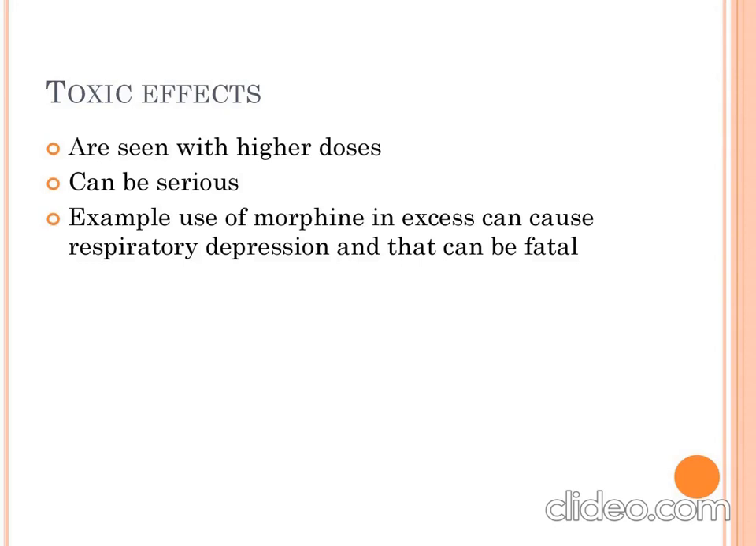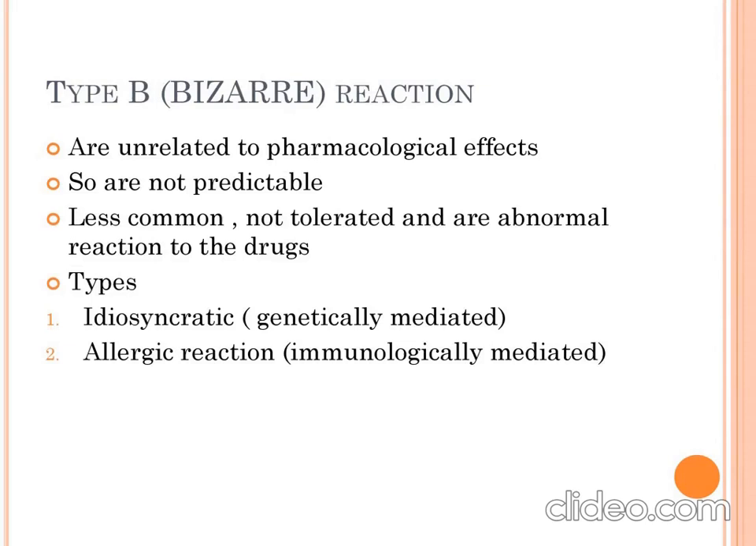Third, it is toxic effect. Toxic effects, as the word itself says, are seen at higher doses. This toxic effect can be serious. The name itself suggests toxic can be serious. For example, use of morphine in excess causes respiratory depression, and this respiratory depression due to respiratory failure can be fatal to the person, and that can result in death of the person.